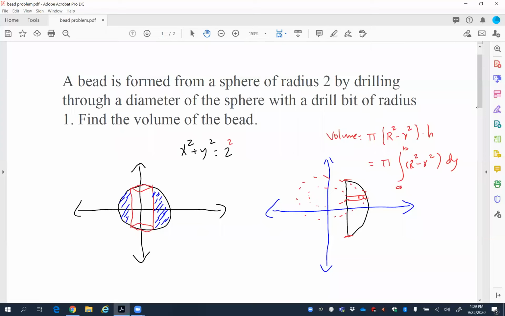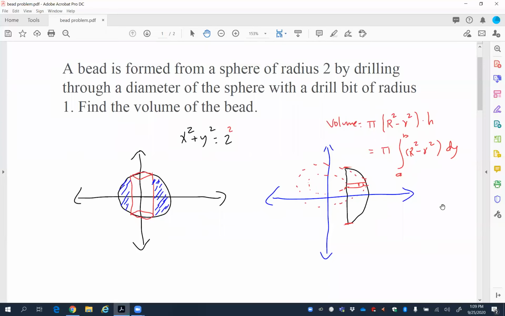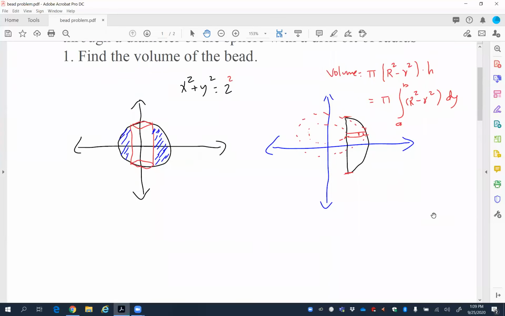So now the goal is to find out this range of integration and this radius. So to find out the radius, you can see here, the radius of inner circle would be the distance from this point to this point, which is 1, because if you look at this first picture, we're drilling this sphere using a drill of radius 1.